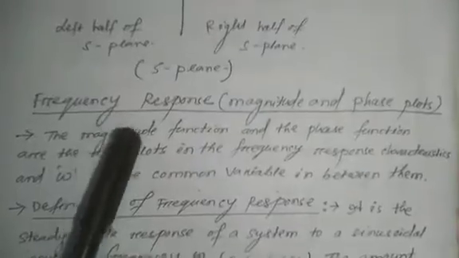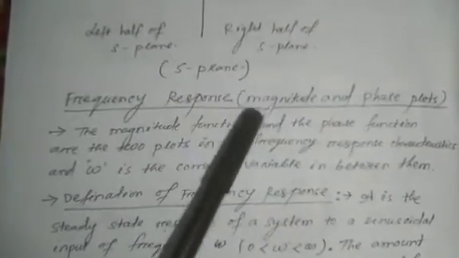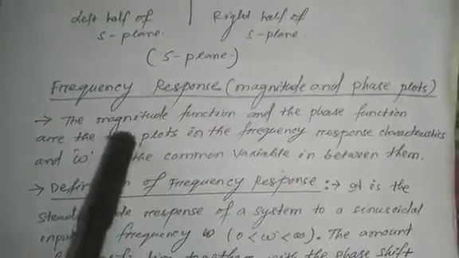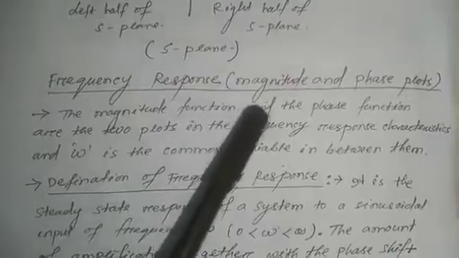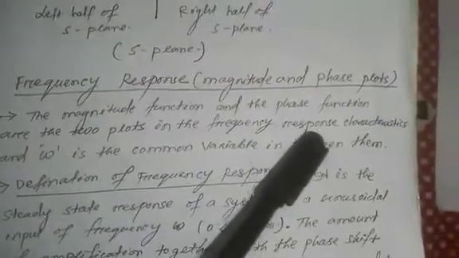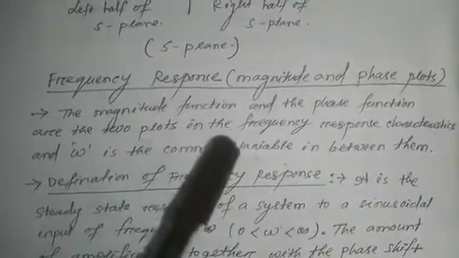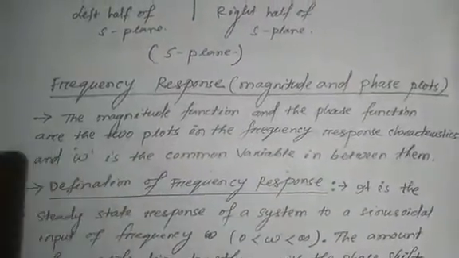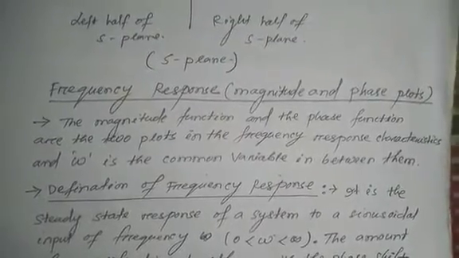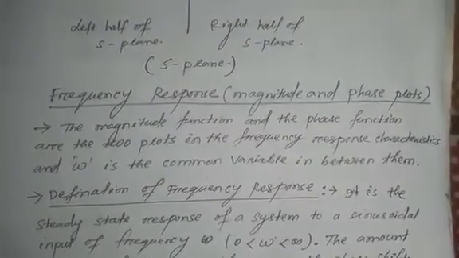Now frequency response, magnitude and phase plots. The magnitude function and the phase function are the two plots in the frequency response characteristics, and omega is the common variable between them. What is omega? Omega is the angular frequency, equal to 2 pi times the natural frequency. Omega is equal to 2 pi f.